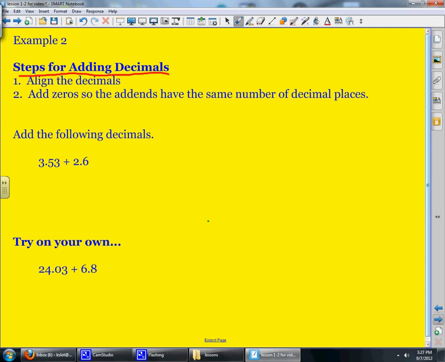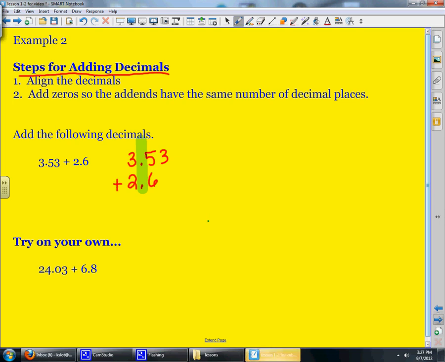So if you need to pause the video, you can. So we're going to add these decimals. Make sure you copy these examples in your notes. So I have 3.53 and 2.6. And I want you to notice how when I did this, the decimals are aligned. That means that the decimals are in the same spot or in the same position.